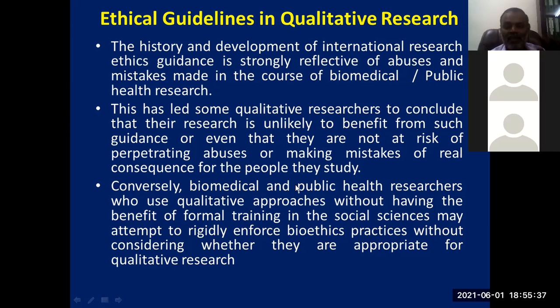or even that they are not at risk of perpetrating abuse or making mistakes with real consequences for the people they study. So the qualitative researcher thinks that we are not harming people, we are not abusing people, but it happens. Even if you are not collecting human samples, we are interacting with people. In our interactions also, we are doing abuse. We are abusing people. We are making mistakes.